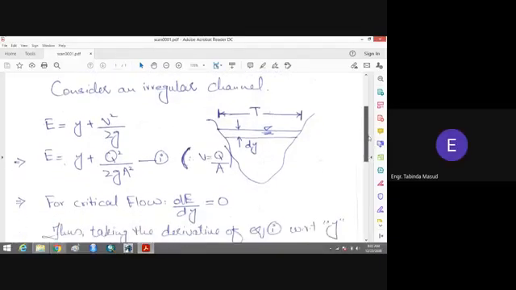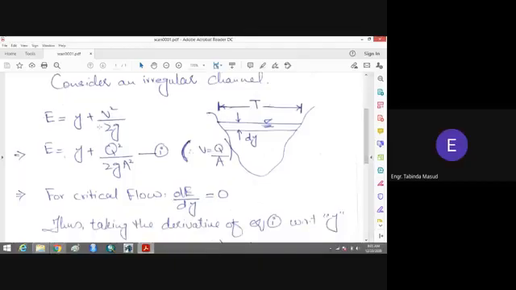So starting with the well-known specific energy head equation, that is E is equal to y plus V squared divided by 2g. And we know that this V is equal to discharge per unit area of the flow. So putting the value in this equation, we get E is equal to y plus Q squared divided by 2g into A squared. This is equation number 1.